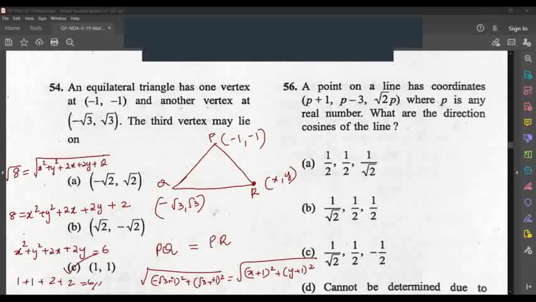Okay, so this is just distance formula. Apply distance formula, then equate. Now, once you get this kind of an equation, we don't have any other information in this question to solve. So we can go for the options, check which option satisfies this equation. That's all. Okay, next question.